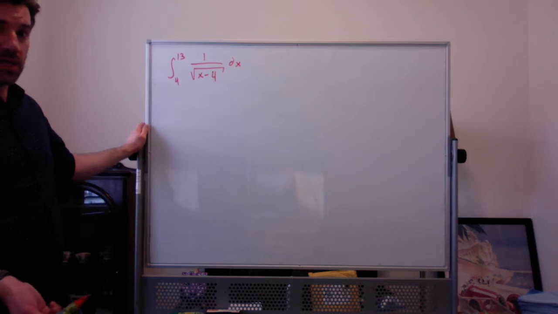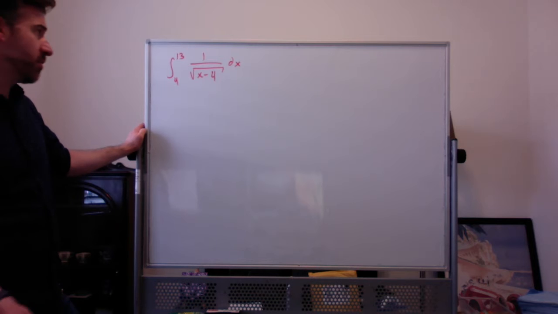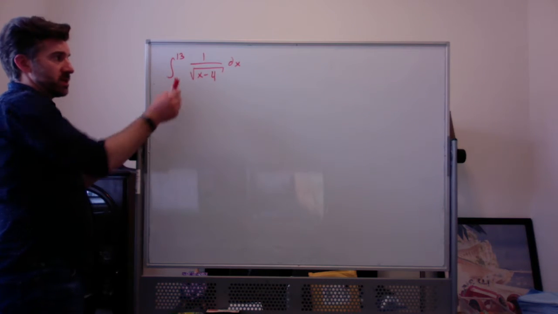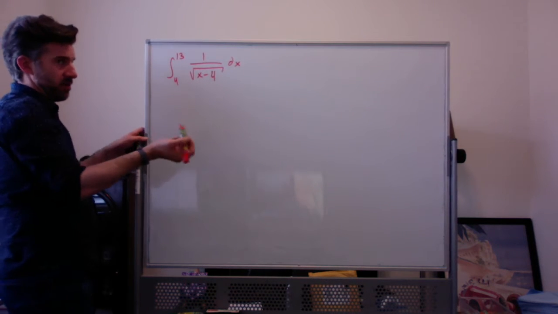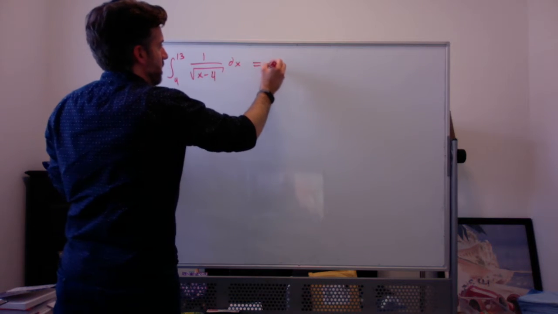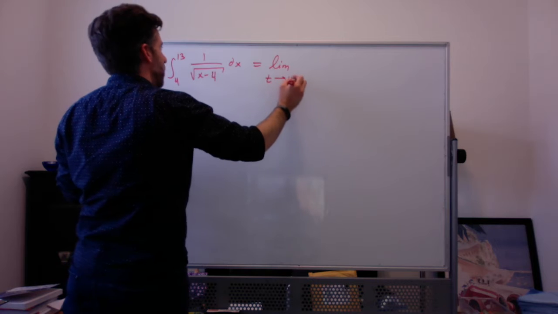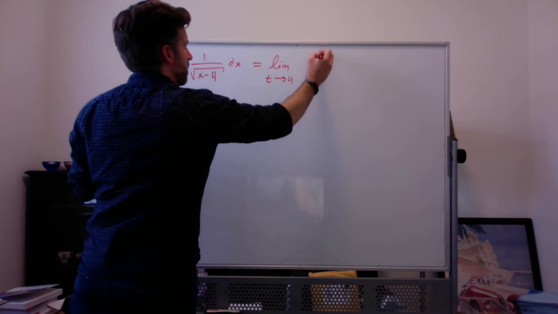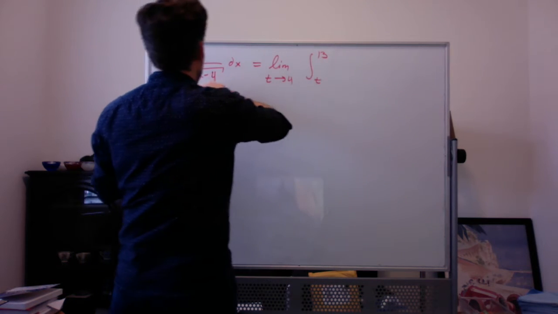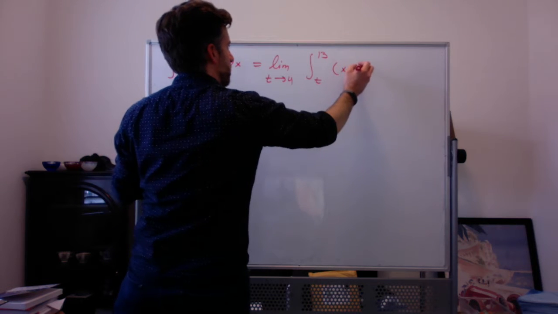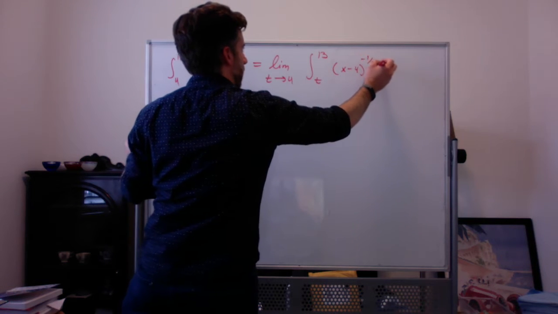The integral from 4 to 13 of 1 over the square root of x minus 4. So clearly 4 is an issue, because if I plug in 4, I get 0 on the bottom, and divided by 0 is undefined. So write this as the limit as t approaches 4 of the integral from t to 13. And I'm going to rewrite this as x minus 4 to the negative 1/2.